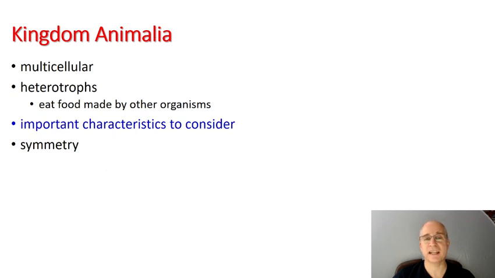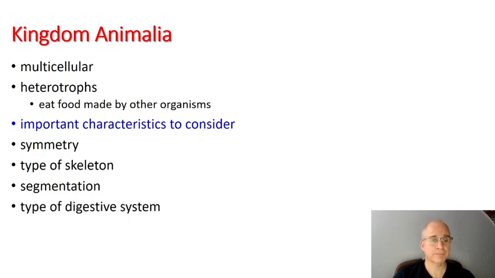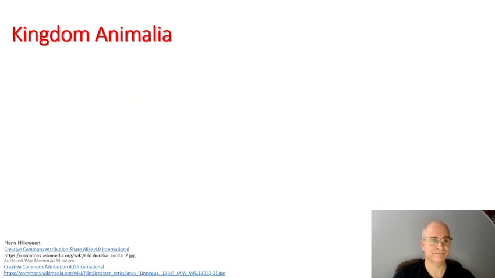So we're going to look at the symmetry in animals. We're going to look at the type of skeleton in the animals, segmentation, whether they're segmented or not, and the type of digestive system and the types of food that these organisms, these animals, are going to consume. All right, so let's break these things down. So what do we mean by symmetry?